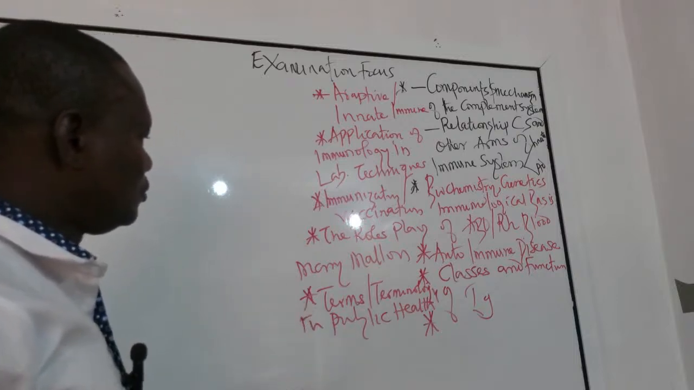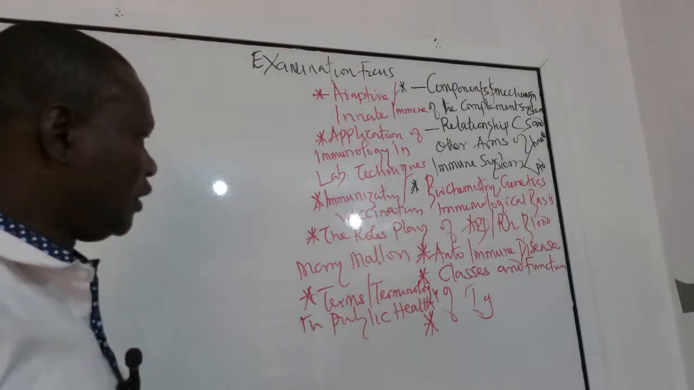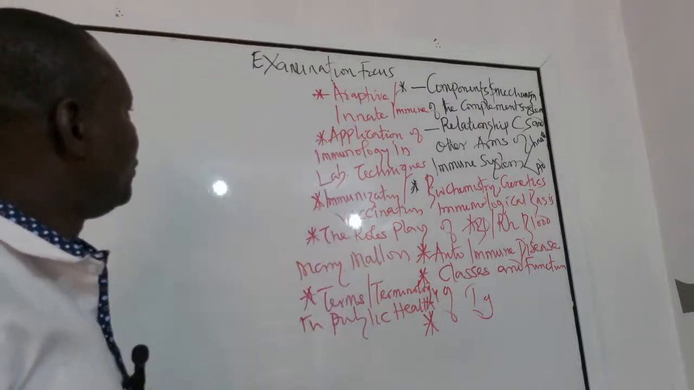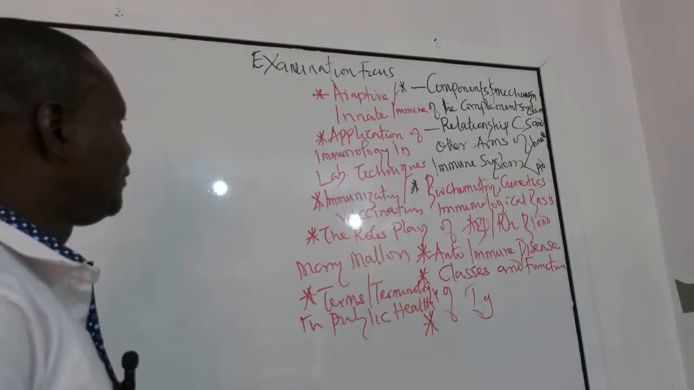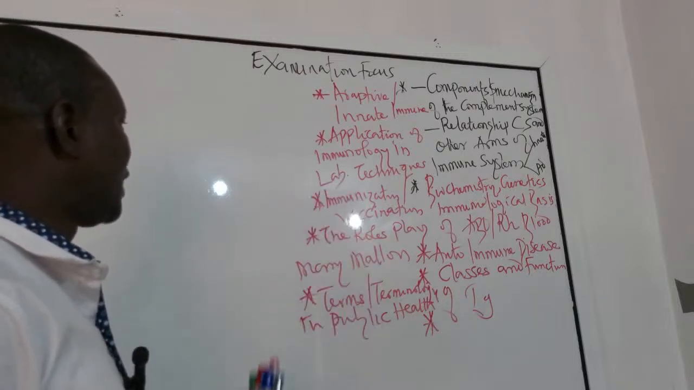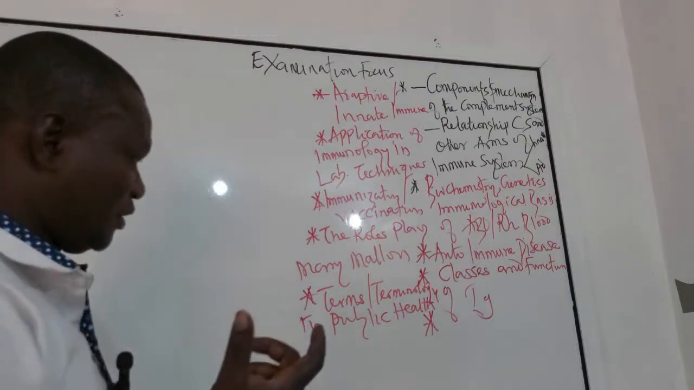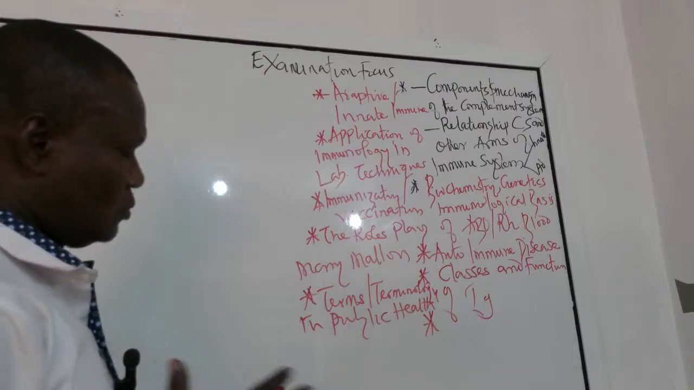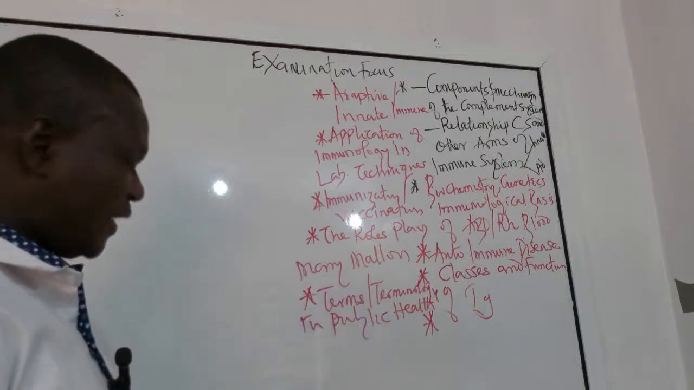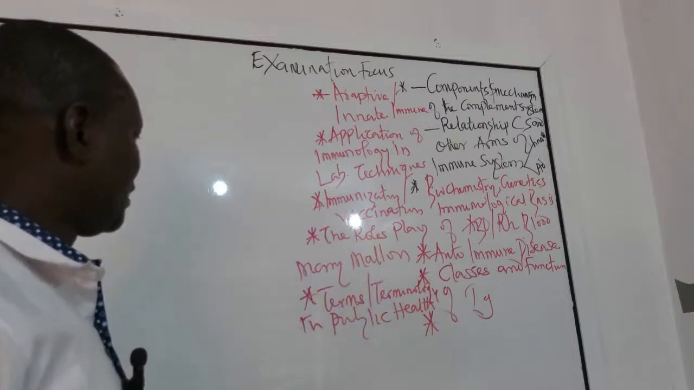Then the next one is the classes and functions of immunoglobulins. What are the classifications and functions of immunoglobulin? Then you should be able to focus very well on the adaptive and innate immune system. So we'll now look at the application of immunology in laboratory techniques. Then we'll also try and see the relationship between immunization as well as vaccination. What are the basic principles of immunization as well as vaccination?